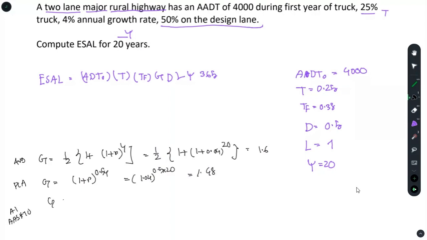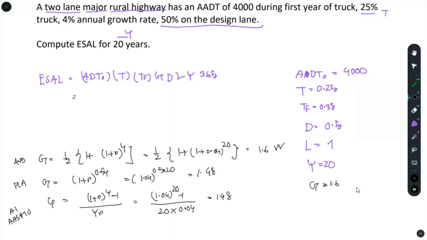You have another equation that is for AASHTO, and the equation is a bit long: (1 plus r) to the power Y minus 1, over Y times r. So in this case it will be 1.04 to the power 20 minus 1, over 20 times 0.04. You will get a value of 1.48. So amongst these three G values, we'll consider the largest one, which is 1.6. So G is 1.6.